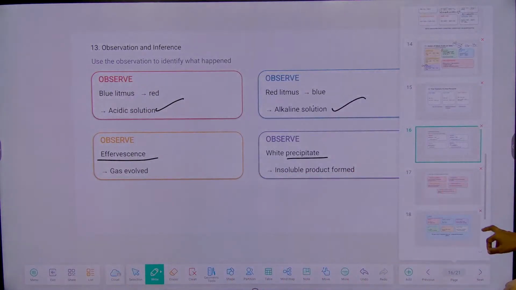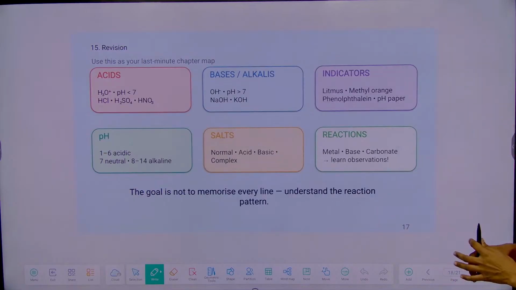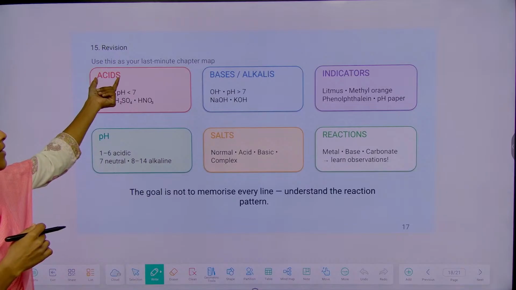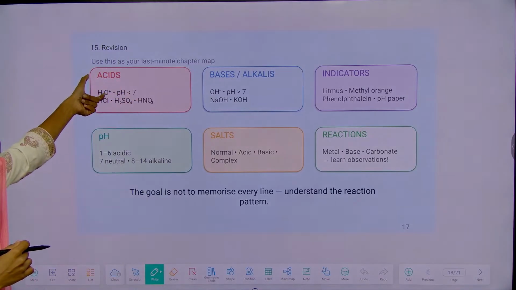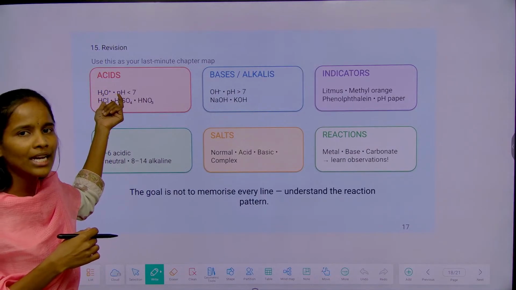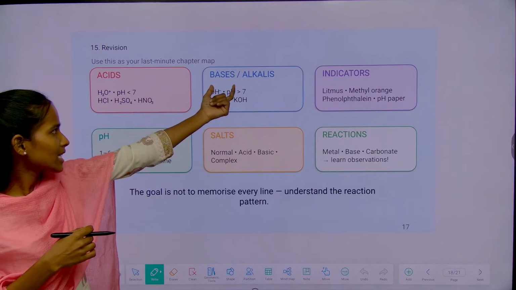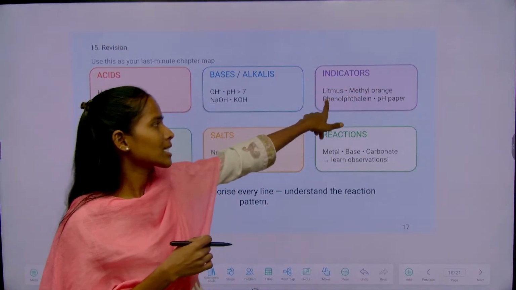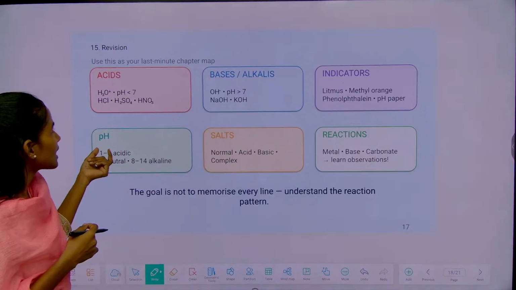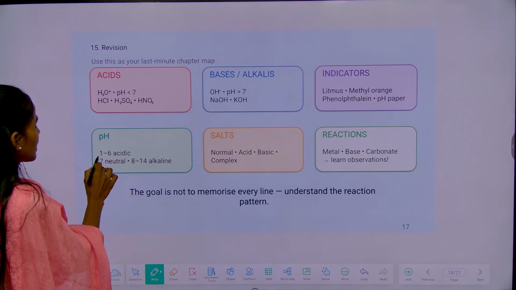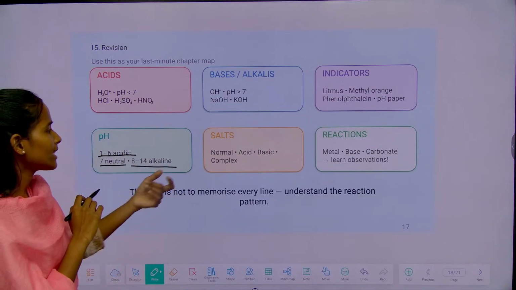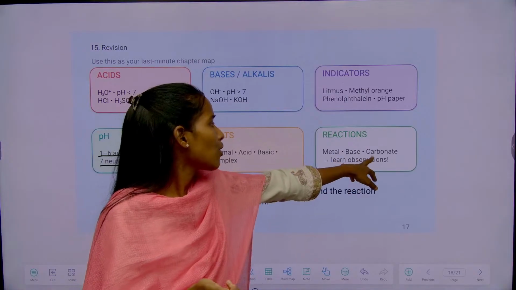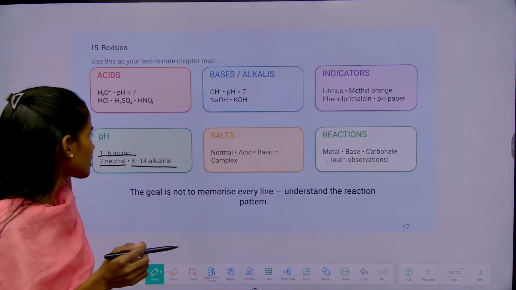Here I have given a revision slide for the entire chapter. What we discussed in the first class was the acids. What is the nature of acids, what is the pH of acids? Generally they release H3O plus ions in the presence of water and their pH is less than 7. Whereas bases release OH minus ions, and their pH is greater than 7. And we have discussed different types of indicators: litmus, methyl orange, phenolphthalein and pH paper. Generally, if pH lies from 1 to 6, we call it acidic. If it is 7, neutral, 8 to 14, alkaline. And just now we discussed the different salt formations and reactions: how metals react with acids, how acids react with bases, how carbonates and bicarbonates react with acids. This is all we have completed.